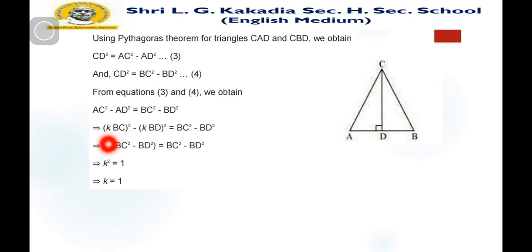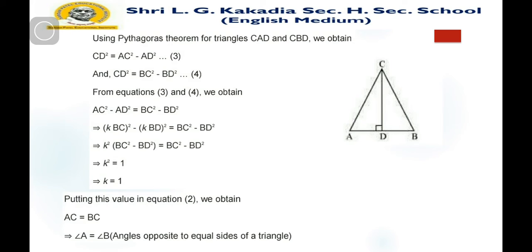Taking K square common, we have K square times BC square minus BD square, which is equal to BC square minus BD square. So from both sides we can cancel BC square minus BD square. So we have K square is equal to 1, which means K is equal to 1. Putting this value in equation 2, we obtain AC is equal to AB.